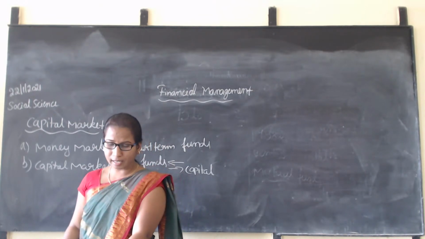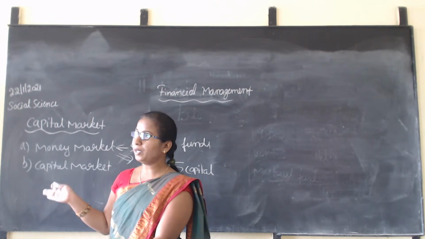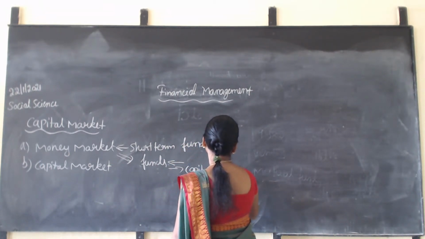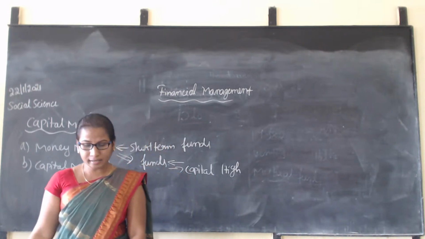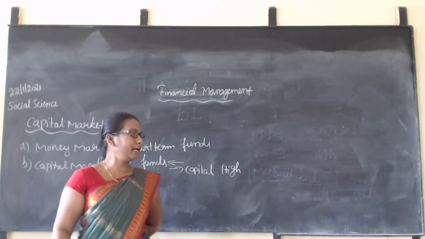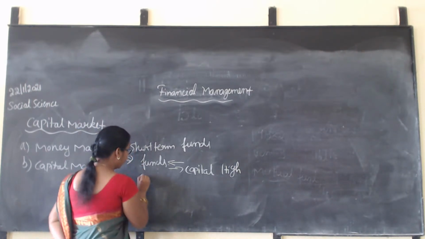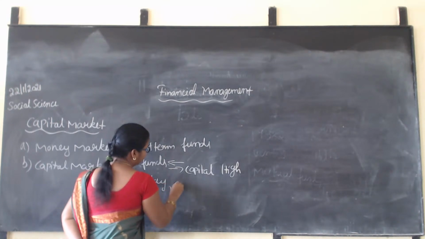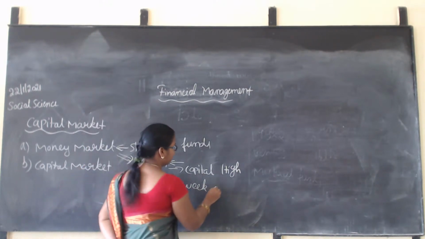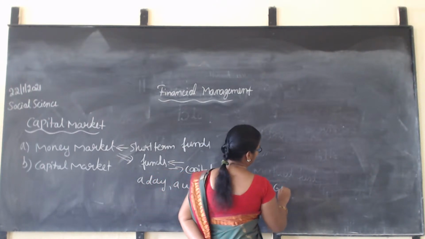Compared to the institutions of the capital market, the rate of interest of the money market is high. And the funds can be borrowed under the money market for a short period, varying from a day, a week, a month, or 3 to 6 months.